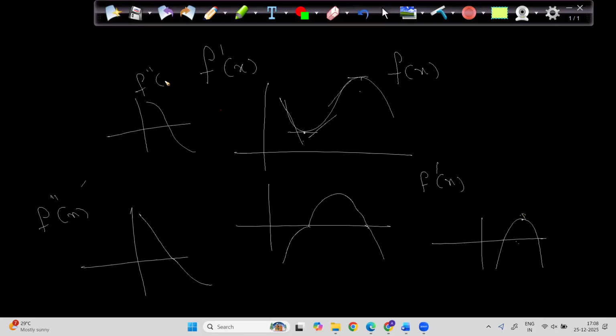Try to understand. Spend one or two minutes on this and try to understand how I have drawn the F dash X graph and F double dash X graph from F of X. If you have a doubt, please unmute right now and ask me. But calculus is most important. It has a lot of applications. Please go through it for a minute. And from last class, you need to remember everything.